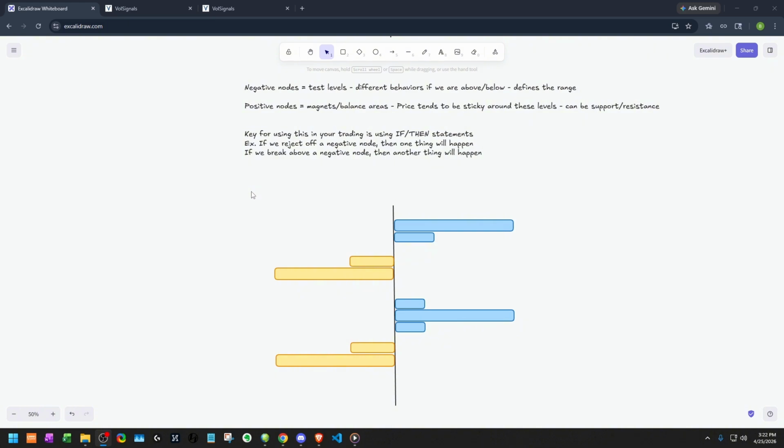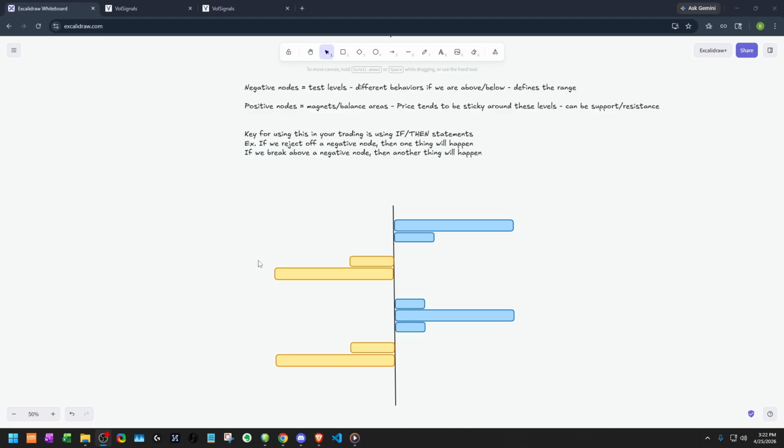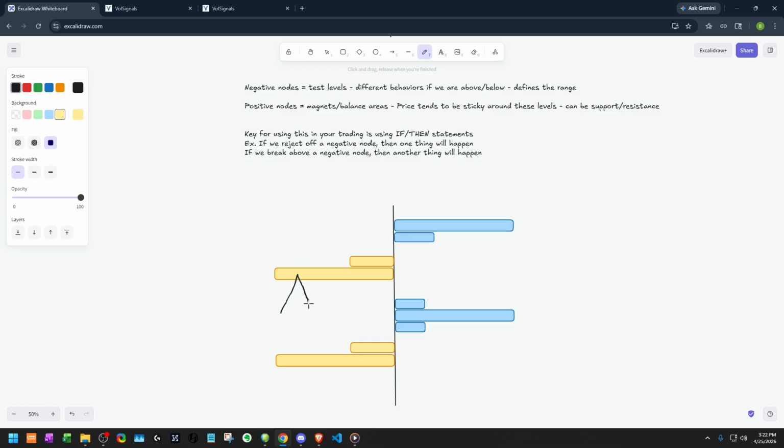And the key for using the positioning in your trading is using if-then statements. So an example is, let's say we're looking at this node right here, this big yellow one. The price is coming up into it. If we reject off of it, then one thing is going to happen, and that one thing is probably a continuation lower. And if we break above it and hold above it, then another thing is going to happen, and we're more likely to continue higher. So that's kind of how I think through it: if this happens, then that will happen. If something else happens, then a different thing will happen.